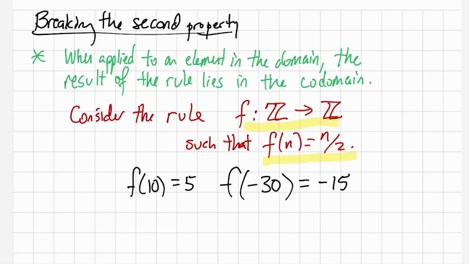Great. But there are some elements in the domain which, when you try to apply the rule, do not output a value in the codomain. For example, f of 3, well, the rule says take the number, divide by 2, but f of 3 is equal to 3 over 2, which is not in the codomain.